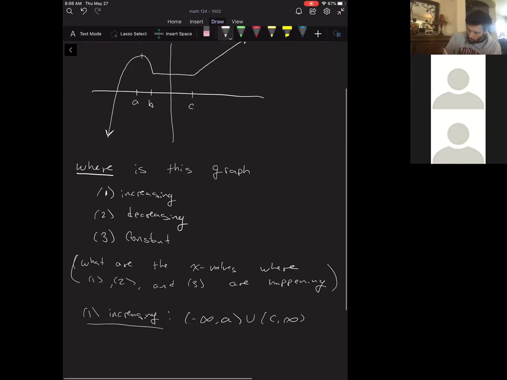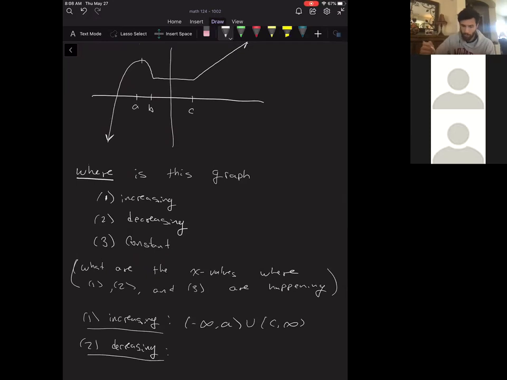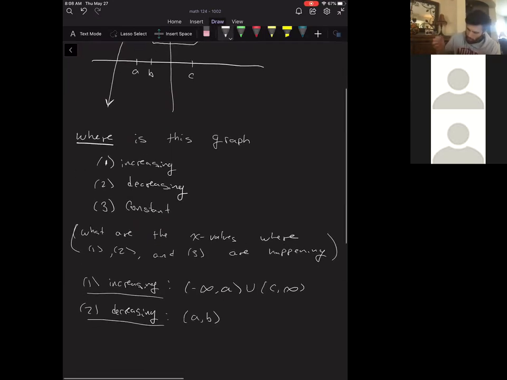Okay, so now let's do decreasing. The graph is decreasing when we move down as we look from left to right. Well, it's moving down here from A to B, so I know it's going to be decreasing from A to B. But then it moves horizontal here, and then it moves up again. So it only decreases in that one spot, from the x values A to B. And then the last bit, which is constant.